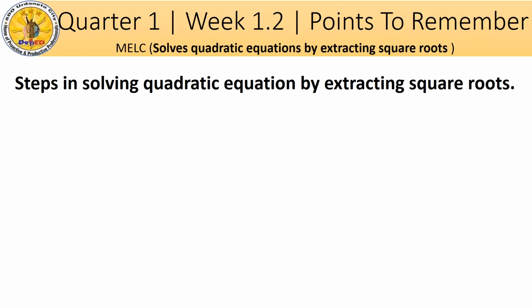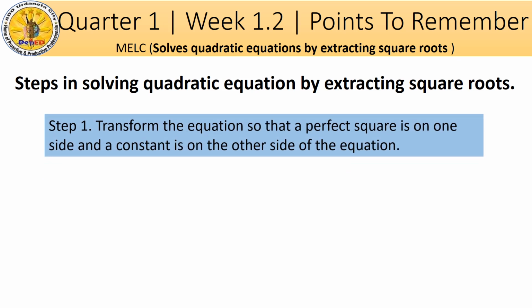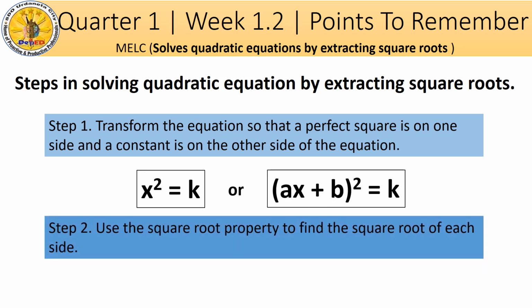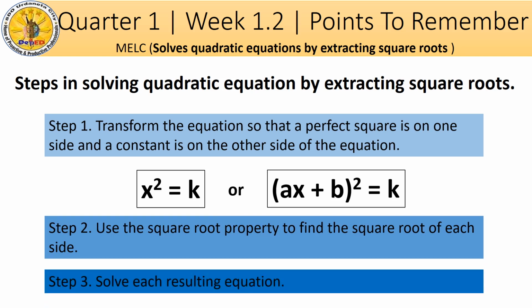Now, here are the steps in solving quadratic equation by extracting square roots. Step 1. Transform the equation so that a perfect square is on one side and a constant is on the other side of the equation. The equation will look like this one or this one. Step 2. Use the square root property to find the square root of each side. And step 3. Solve each resulting equation.